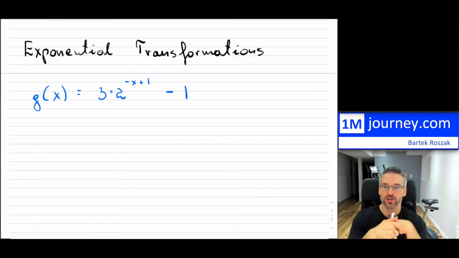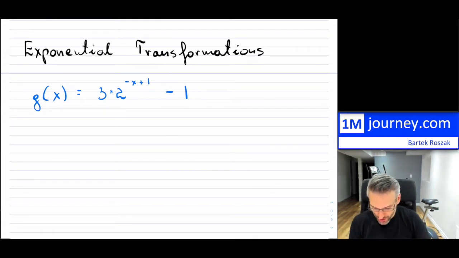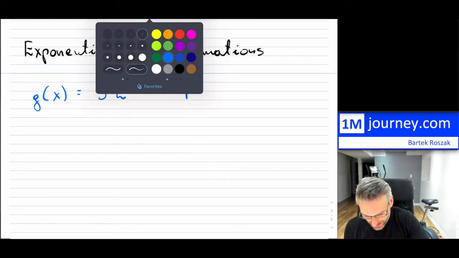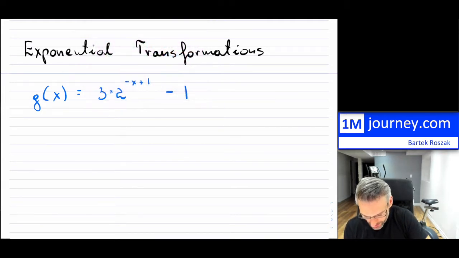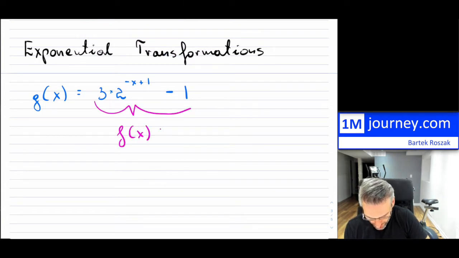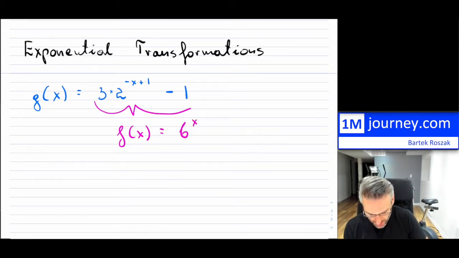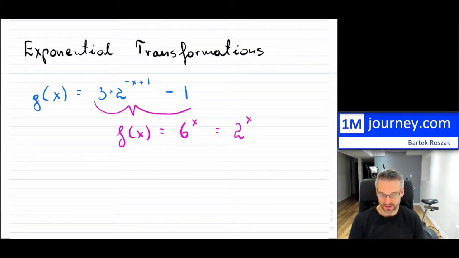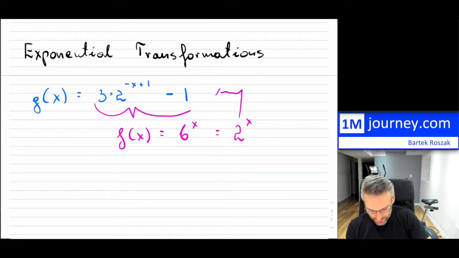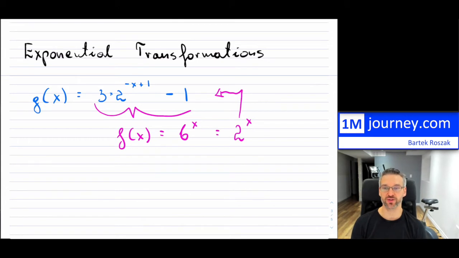So ultimately, what I want to do here is first identify what the parent function would have been. For instance, our parent function f of x is always some kind of a base raised to the x. In this case, notice that our base is 2, so we have our parent function as simply 2 to the x. And now that 2 to the x is being transformed to this g of x right here, and we want to figure out what the actual transformations were.